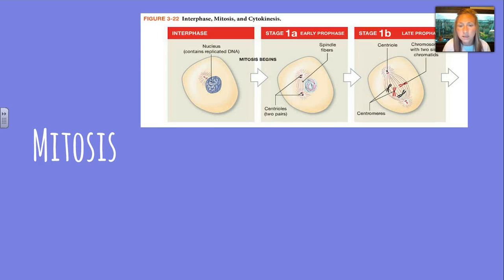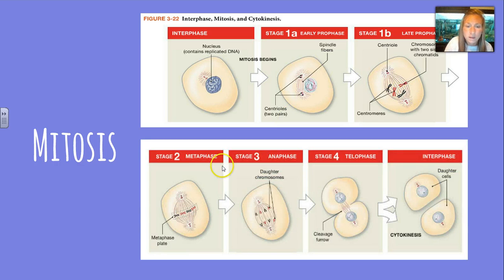So mitosis then would occur after that DNA replication, and so we have interphase, which is not a part of mitosis, it's a part of the cell cycle. But once mitosis begins, you have prophase, and it usually breaks them down into early and late. Early, remember, the nuclear membrane starts to disintegrate. You have the centrioles and spindle fibers that show up, and the chromosomes are going to condense, and you can actually see them in the copied pair.